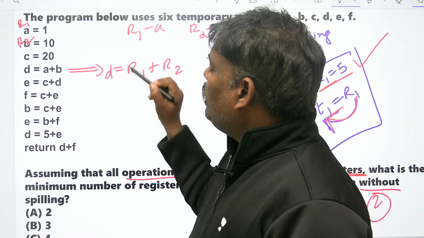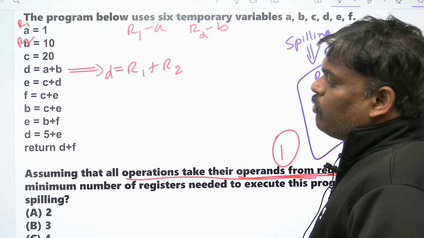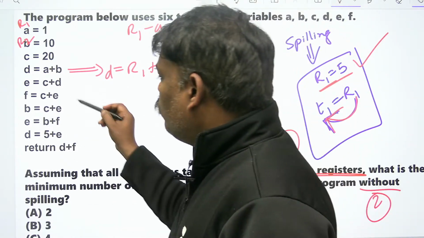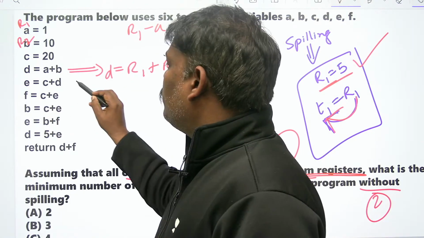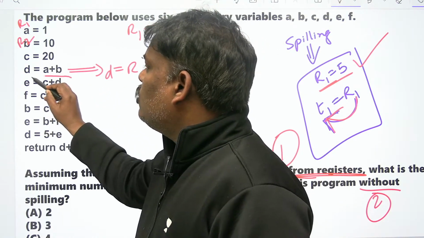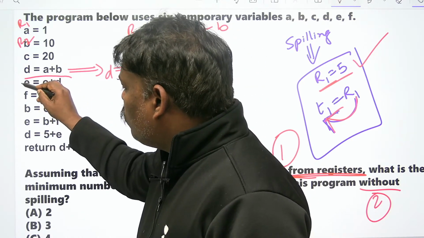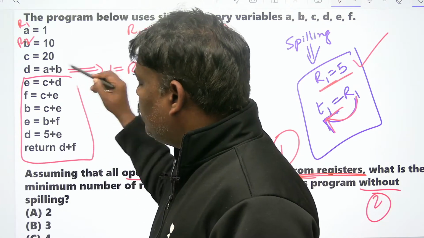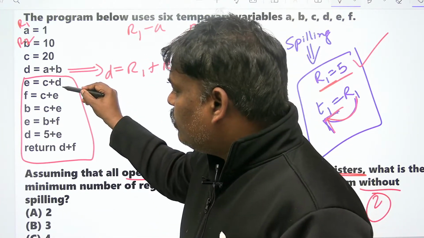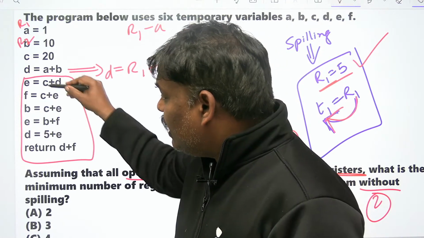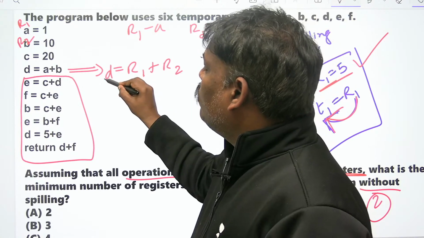Can you help now? For D, one register is required. Which register can I use? Can I take a new register or can I reuse one? Let's check. In the further code, if you see A anywhere, no. I think the A register you can give to D.